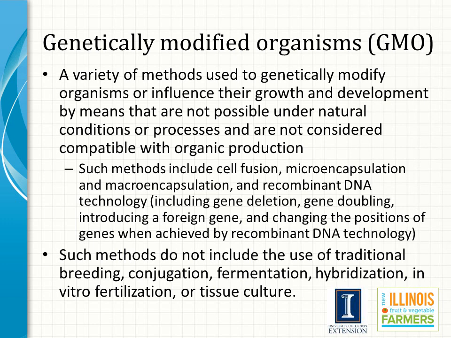As mentioned before, GMOs do not include cultivars resulting from traditional breeding, conjugation, fermentation, hybridization, in vitro fertilization, or tissue culture. For example, scab-resistant apple cultivars came about through traditional breeding and are acceptable for organic production. Sweet corn cultivars containing the Bt protein, though, are not allowed in organic production because recombinant DNA technology was used to insert the Bt protein found in Bacillus thuringiensis to protect the sweet corn from certain damaging insects.